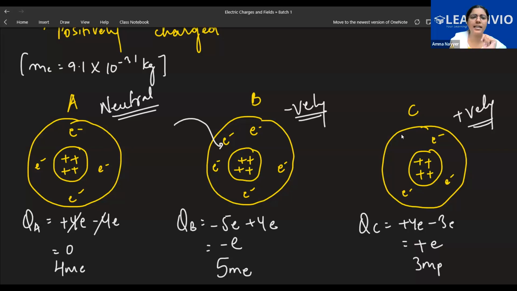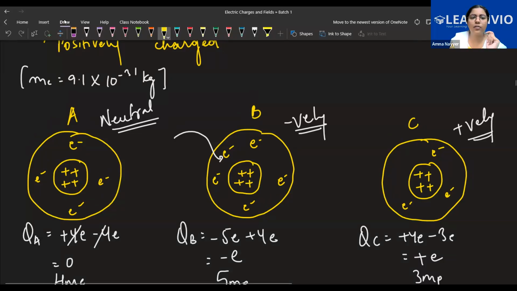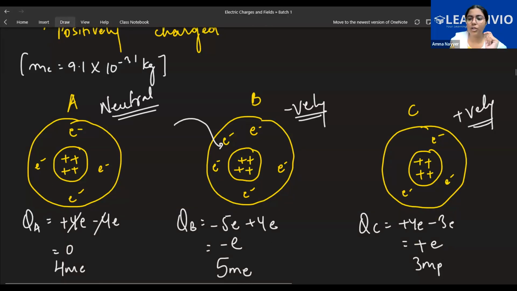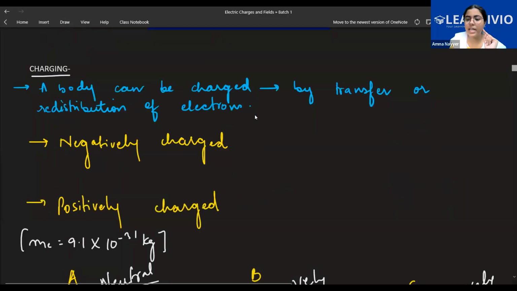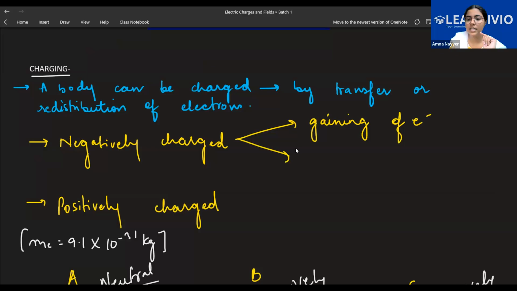So by this entire example, what is important for you to know and what's the conclusion? When you have a negatively charged body, it is formed by gaining electrons. That is the first point. The second point is that the mass increases, because the associated mass of that electron also gets added. That electron is itself carrying this much mass, so it will increase the mass of the atom.